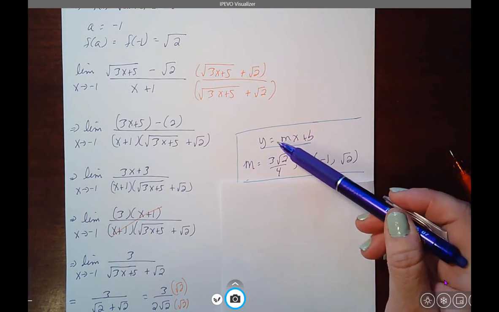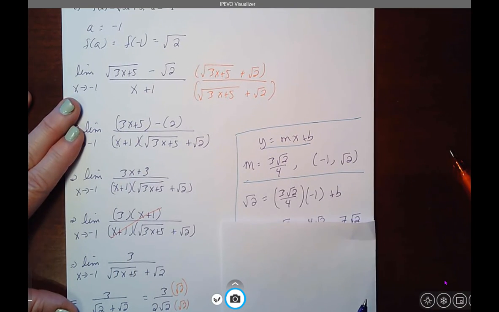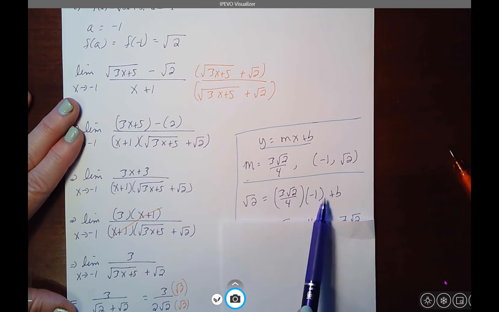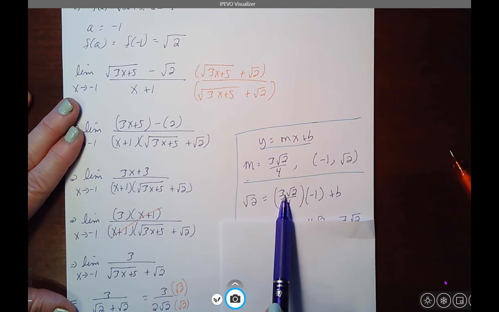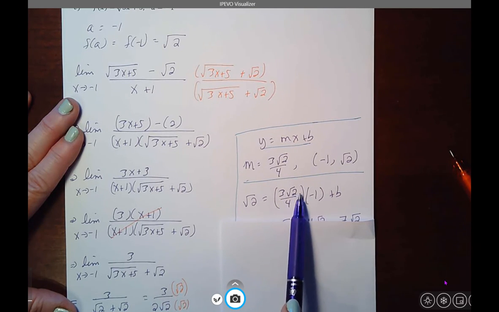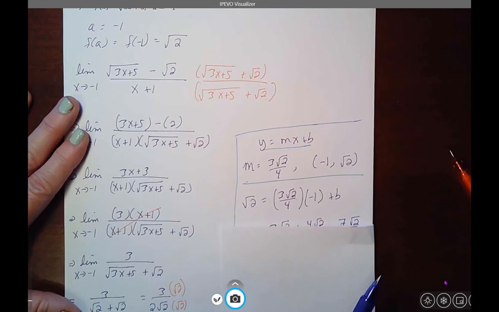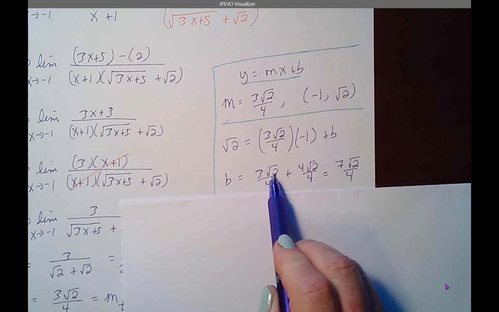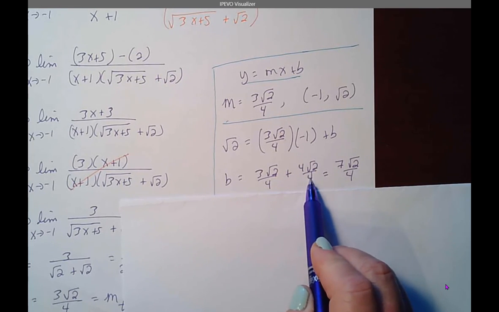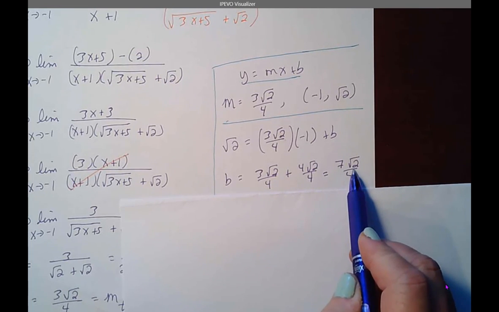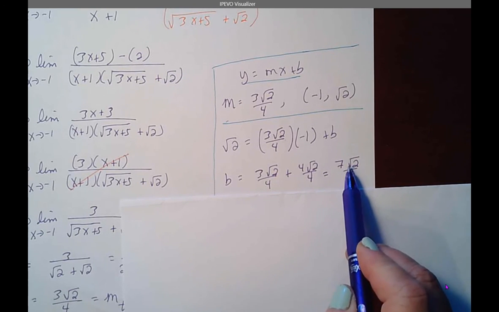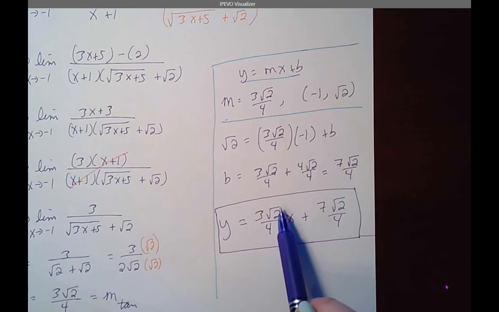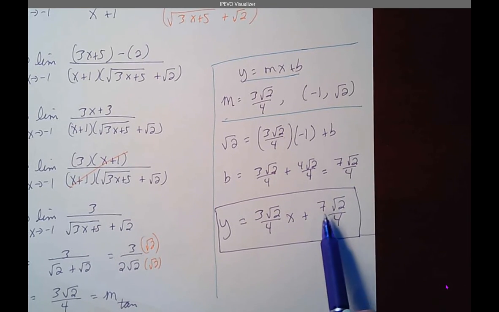Okay, and now I'm just going to plug it into y equals mx plus b. Y equals root 2 equals m times x minus 1 plus b. So that means this is going to be negative, which means if this is negative, to move it over, I'm going to add this over. So that would be b equals 3 root 2 over 4 plus 4 root 2 over 4 equals, of course, 7 root 2 over 4. So there's my b value. Okay, and that would lead into my final answer, y equals mx plus b.